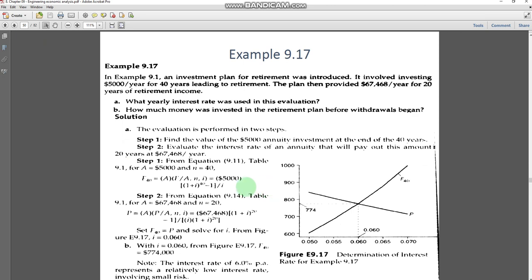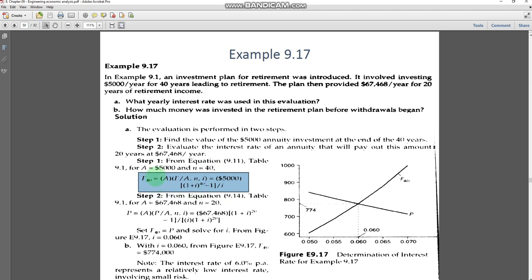Now here we have used the equation 9.11. We will put in the values for the annuity and the term 1 plus I with the power 40, because we are trying to see the final value after 40 years, and this is the equation that can be used. When you rearrange the equation, it will be in this form: $5,000 multiplied by 1 plus I with the power 40 minus 1, divided by I.